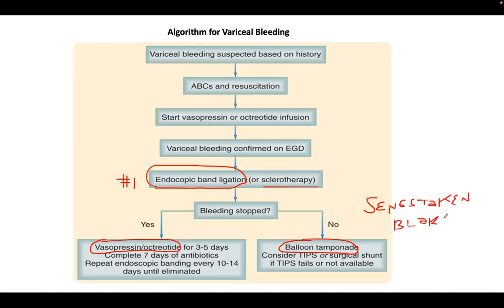Okay, Sengstaken Blakemore tube. Now, if you want to have lesser chances of the complication, which is hepatic encephalopathy, as well as if tamponade ligation cannot be done or it fails, then you do TIPS. Can anyone tell me what TIPS means?